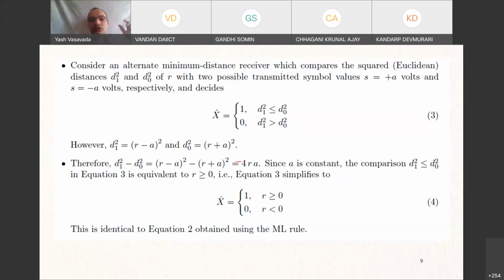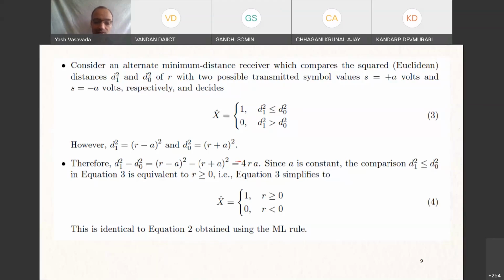Because it's only when the noise is Gaussian that this d1 square and d0 square are nicely sitting inside the exponential function. If the noise is not Gaussian, for example uniformly distributed, or exponentially distributed, or has some other probability distribution function, it may be a shot noise, it may be an impulse noise. All of those different types of noises are not Gaussian distributed. Then you will not be able to establish its equivalence anymore, and the optimum Bayesian receiver will end up being different from the minimum distance receiver.